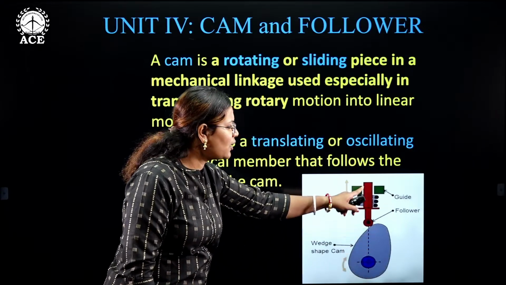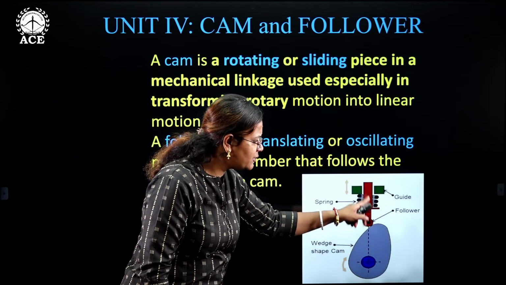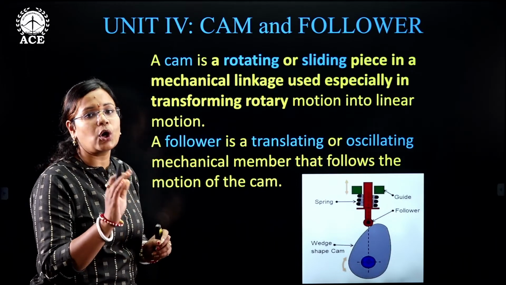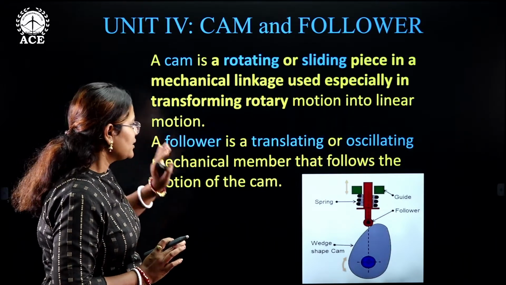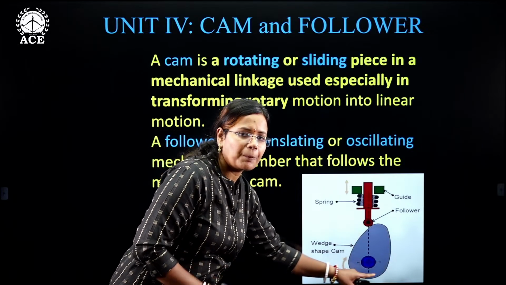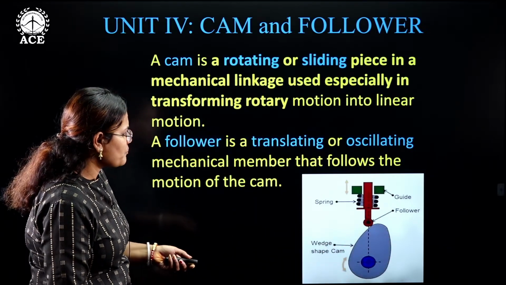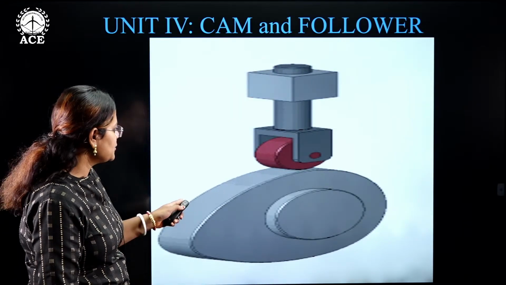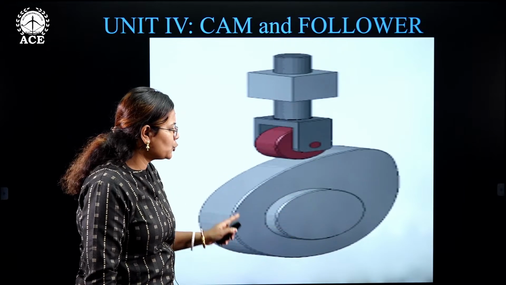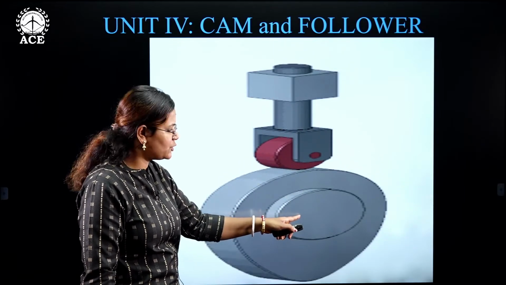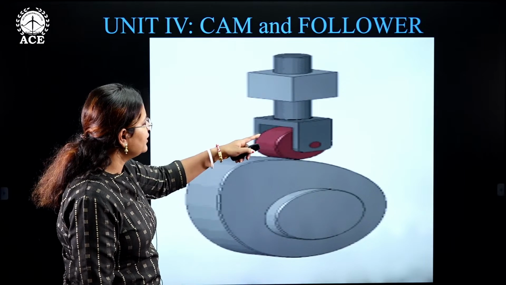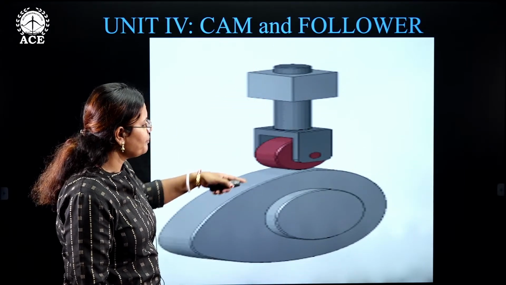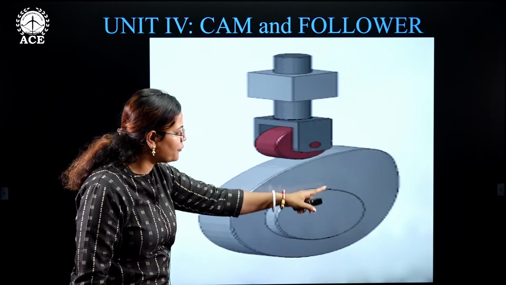Now coming to this particular element which is called a follower, this follower is nothing but a translating or oscillating element that follows the profile of the cam. Okay, so let us see how that actually works. This rotating element is mounted on this shaft, which is called a camshaft, and here this particular element is, let's say, reciprocating and following this particular profile of the cam.